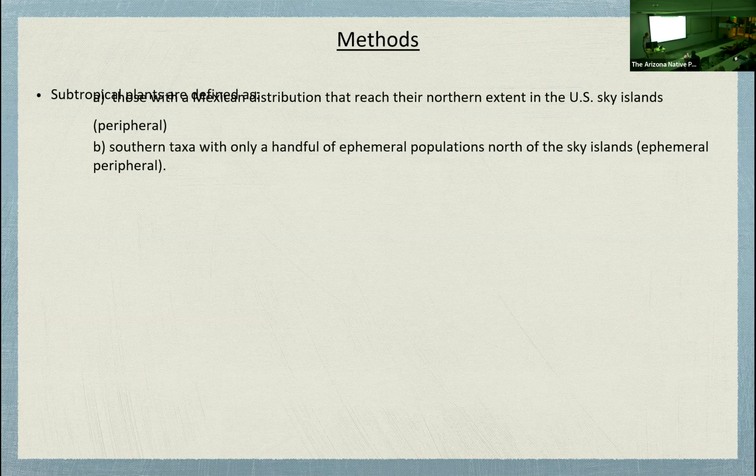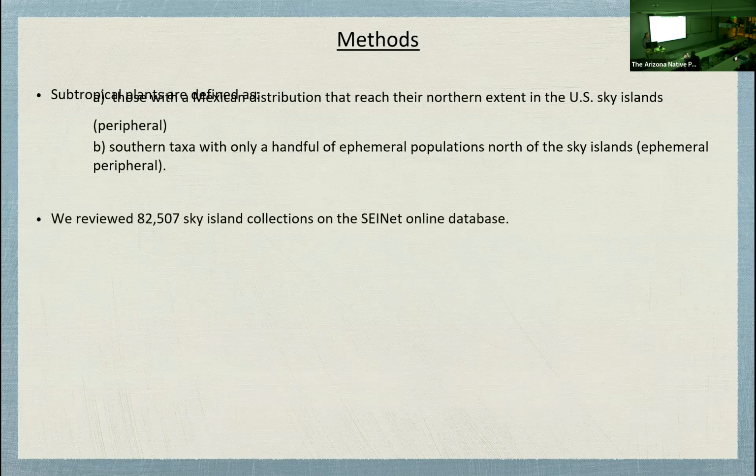The second group that seemed logical to include is that, in biogeography, plants don't always follow clean distributions. So we also looked at plants that had southern origins but mainly stopped in the Catalinas, with a small number of ephemeral populations north of there. We wanted to look at those as well, because there are some really interesting plants that have a disjunct occurrence a bit north of the Sky Islands. So that was one thing we looked at.